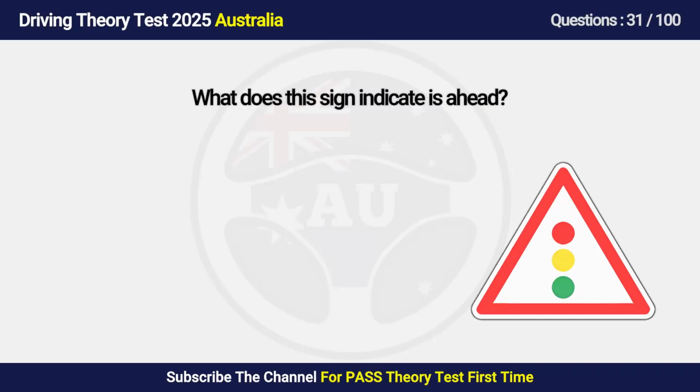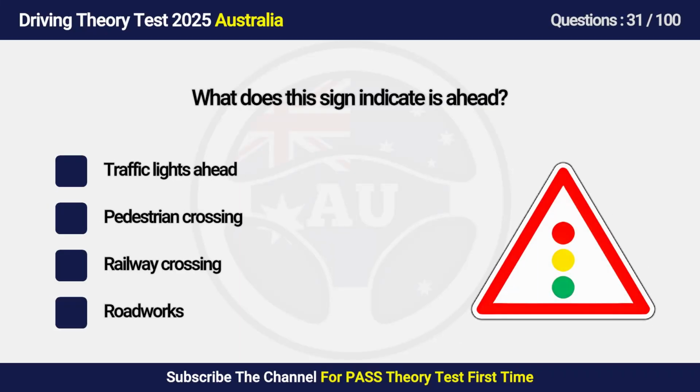Question 31. What does this sign indicate is ahead? A. Traffic lights ahead. B. Pedestrian crossing. C. Railway crossing. D.